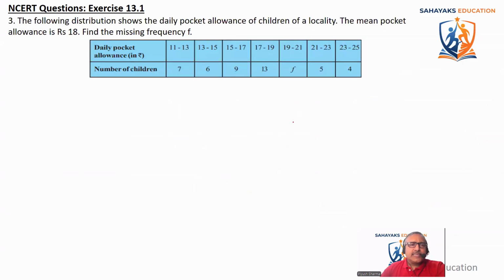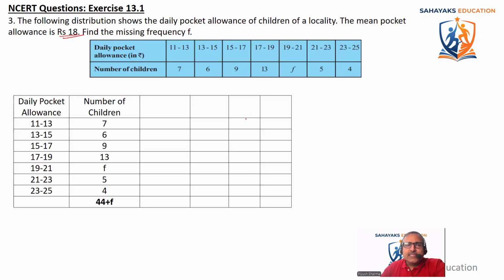Okay, coming to the next question, it says the following distribution shows the daily pocket allowance of children in a locality. The mean pocket allowance is rupees 18. So they've already given the value of the mean, 18 rupees. Find the missing frequency f. Okay, so let's find the missing frequency.